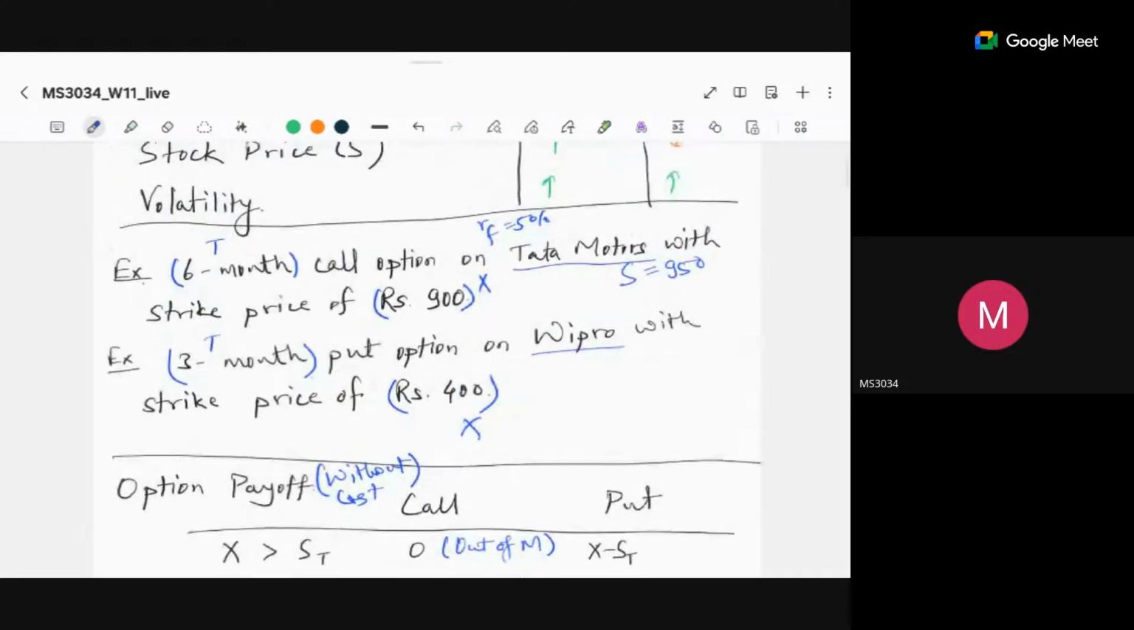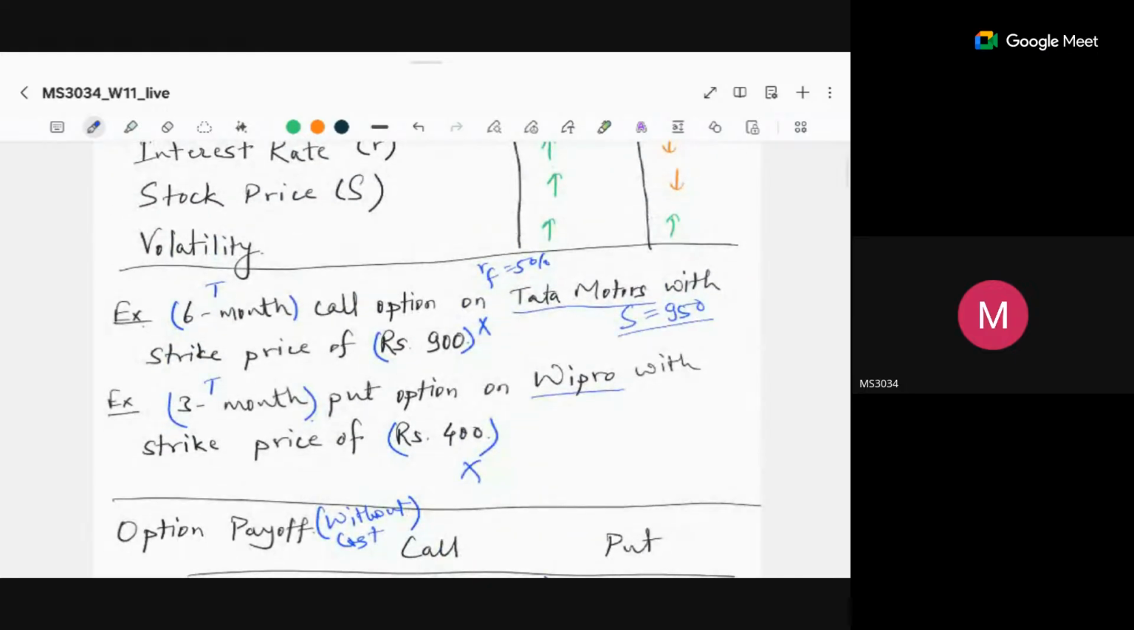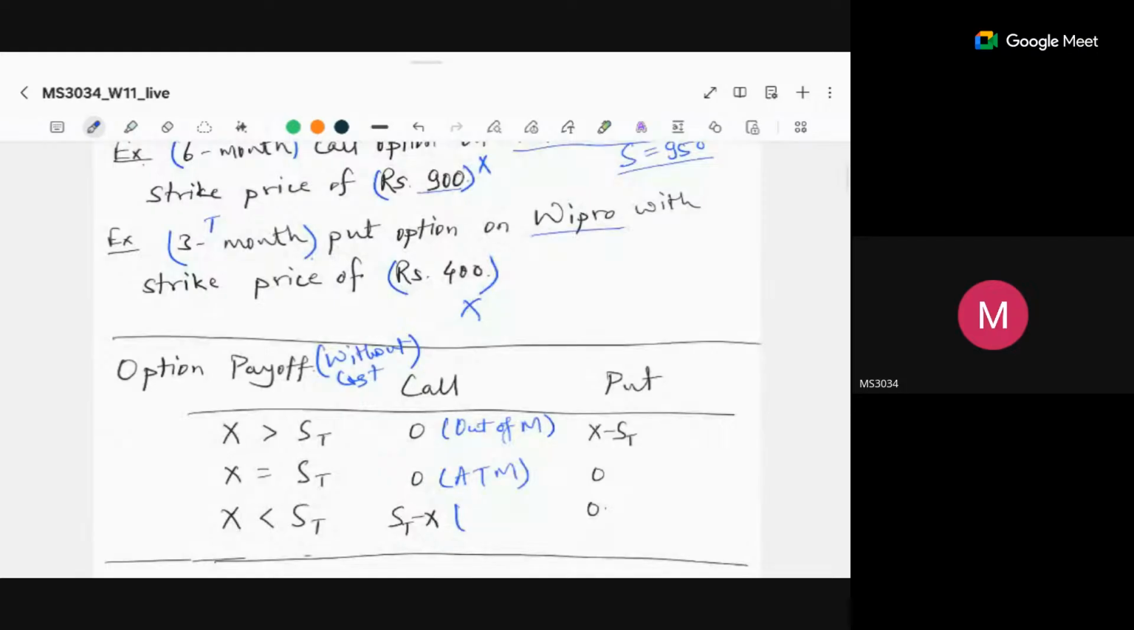How? Let's suppose the current market price is 950 rupees. So you go to the market and exercise this. You will be able to get this Tata Motors stock at 900 rupees, and in the market the price is 950. So immediately you exercise the option, get the stock at 900, and in the market you sell it for 950. In that way you will earn a profit of ST minus X. ST is the market price at expiry and X is the exercise price. So in this case it is in the money.